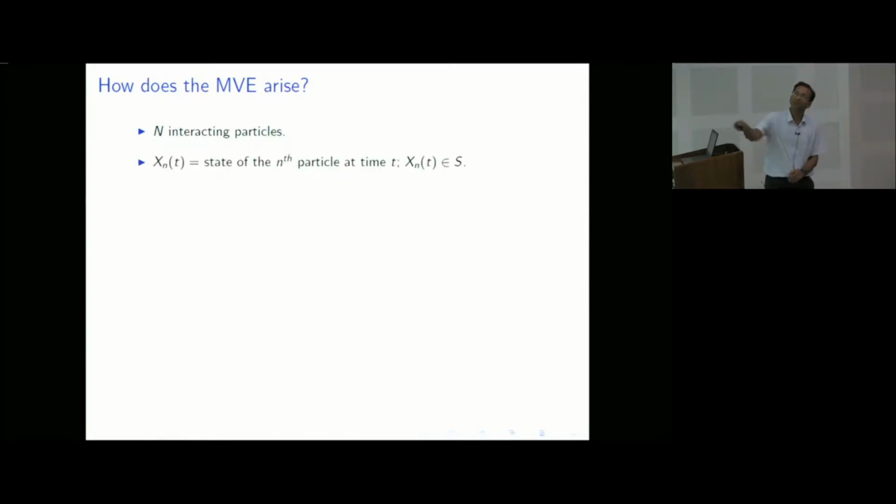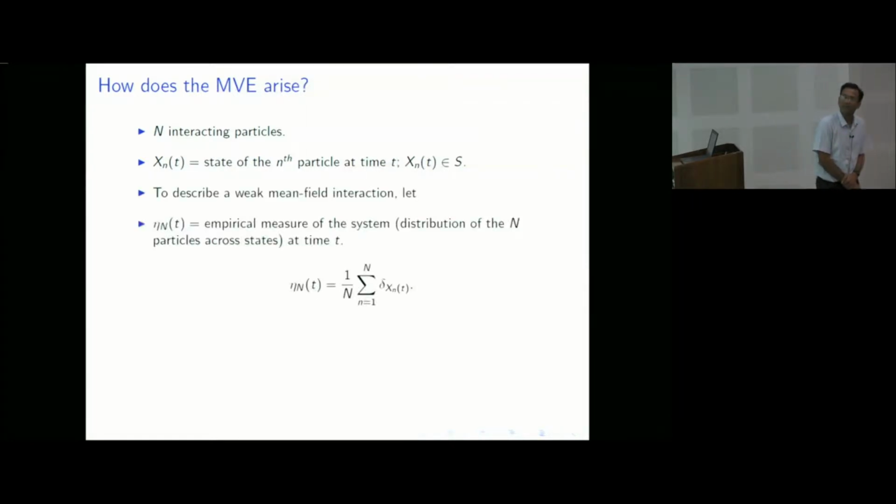The state of the nth particle at time t belongs to the state space S. Now, these particles are evolving and there is some interaction. That interaction is a weak interaction. I'll describe what that interaction is. For that, I need to set up some notation about the empirical measure.